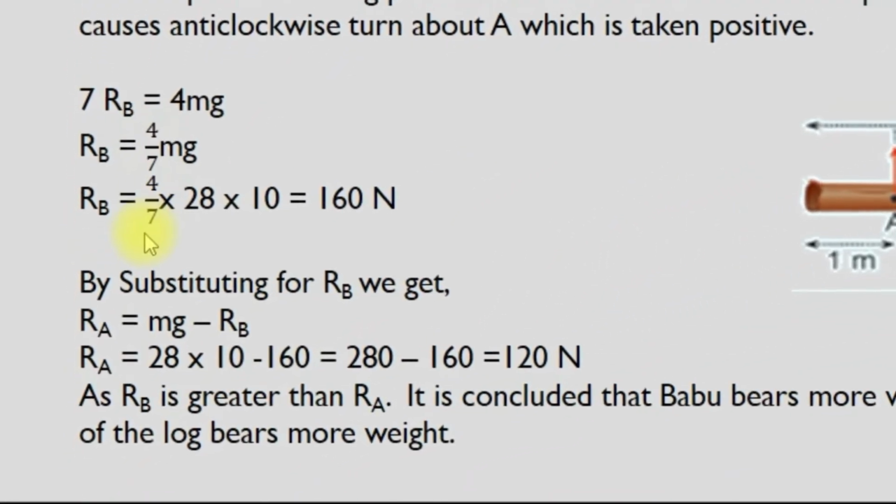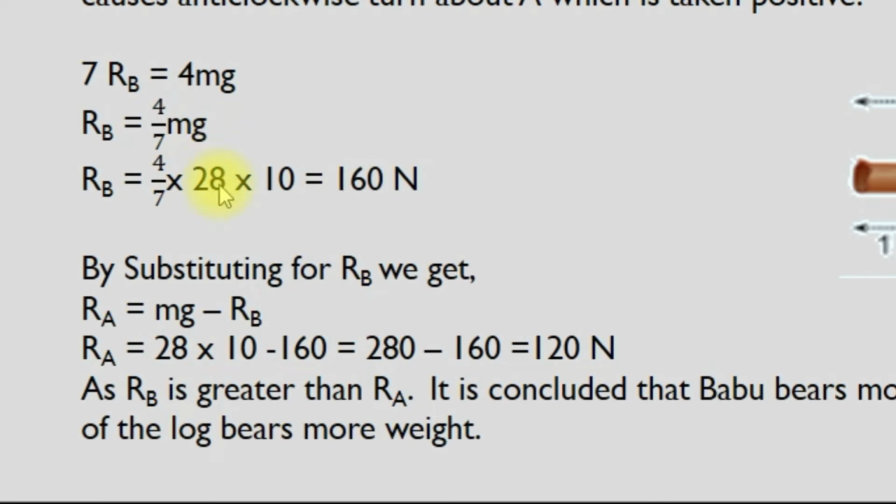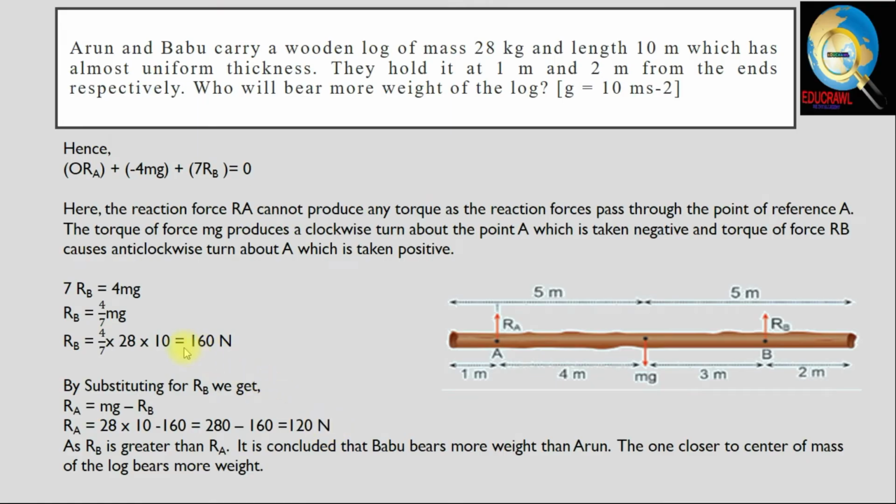So RB is equal to 4 by 7 into mg. Substituting m value and g value, we get RB value as 160 Newton. Now we have to substitute this RB value in the RA equation, that is RA is equal to mg minus RB. We have RA is equal to 28 into 10 minus 160, which is equal to 280 minus 160, which is equal to 120 Newton. So if you find the value, RB is greater than RA. So Babu will bear more weight than Arun.